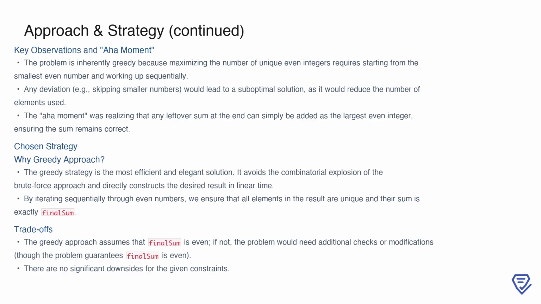This observation simplifies the problem significantly. The greedy approach is the chosen strategy because it avoids the inefficiency of the brute force method and directly constructs the result in linear time. By iterating through even numbers sequentially, we guarantee that all elements in the result are unique and that their sum matches final sum. The method is both elegant and efficient, perfectly suited to the problem's constraints. While the assumption that final sum is even simplifies the approach, this is a valid condition given the problem guarantees.